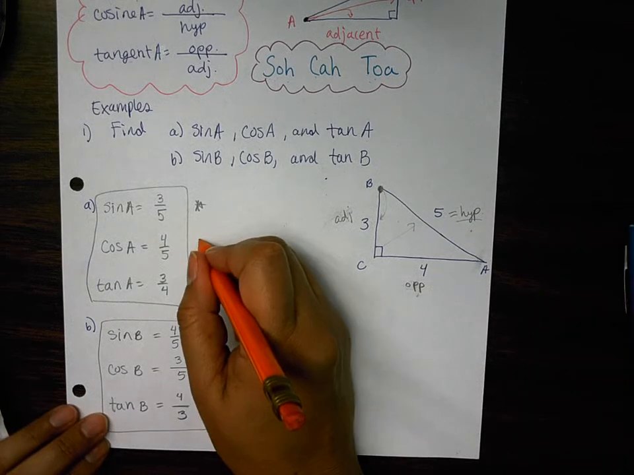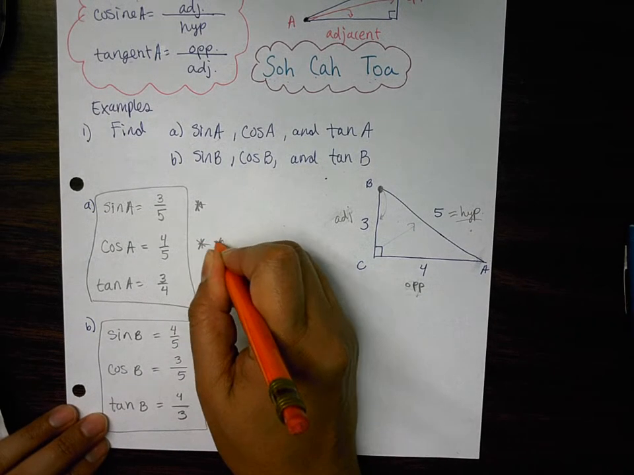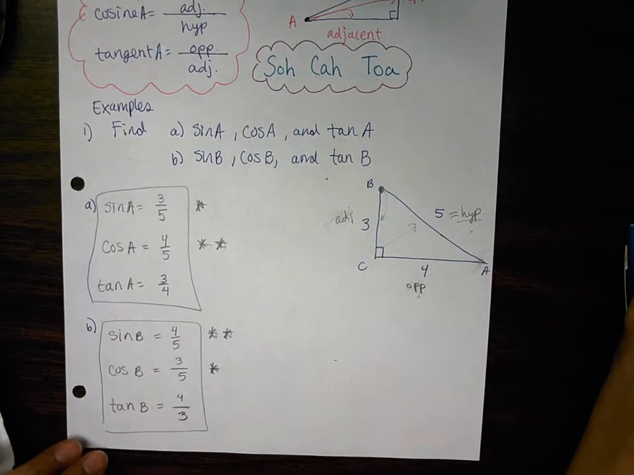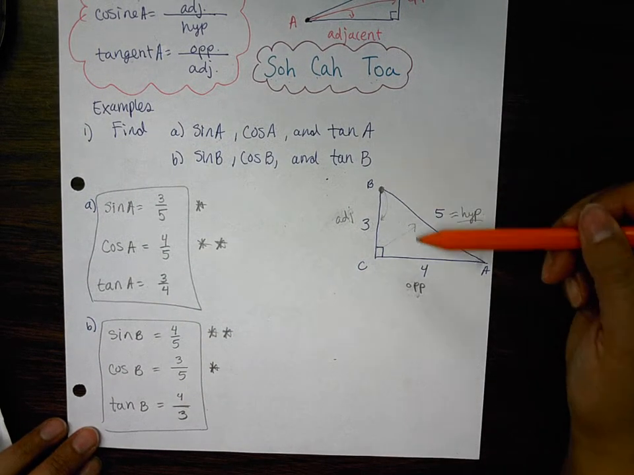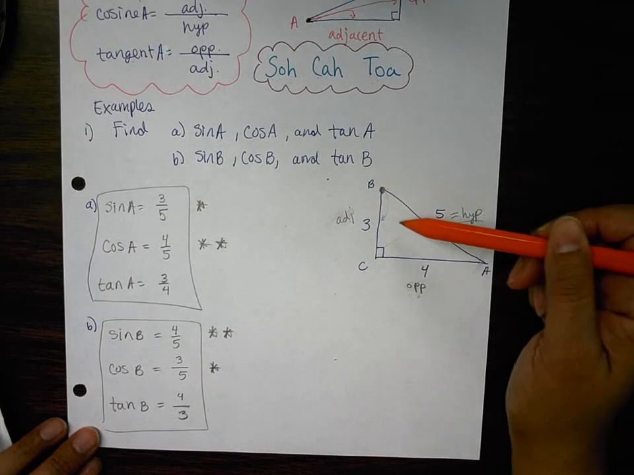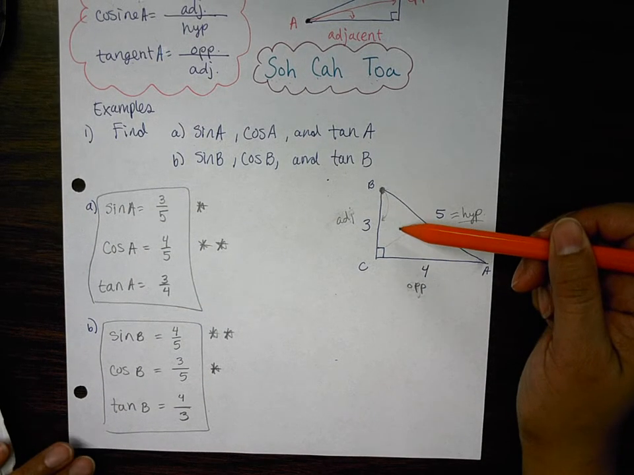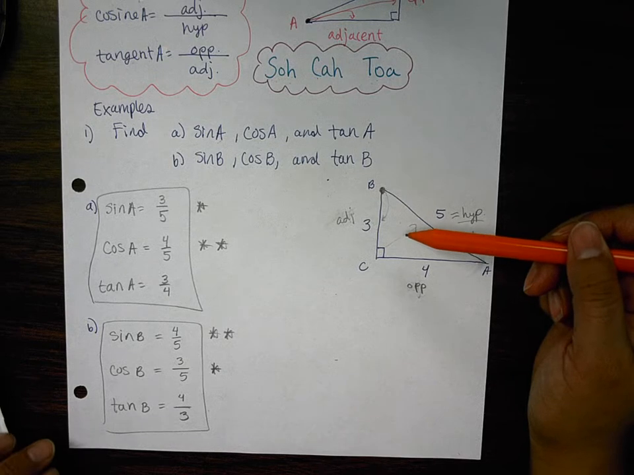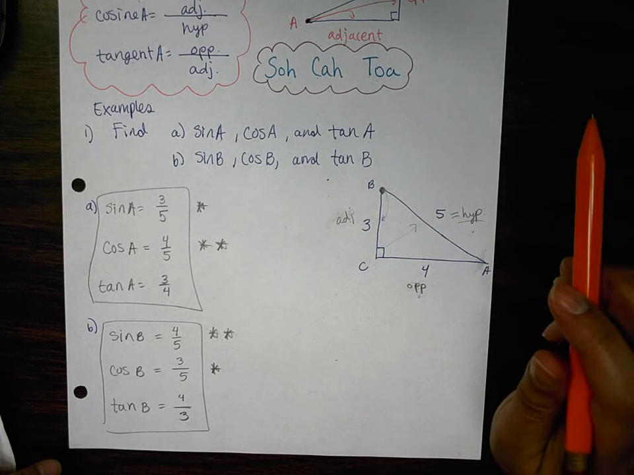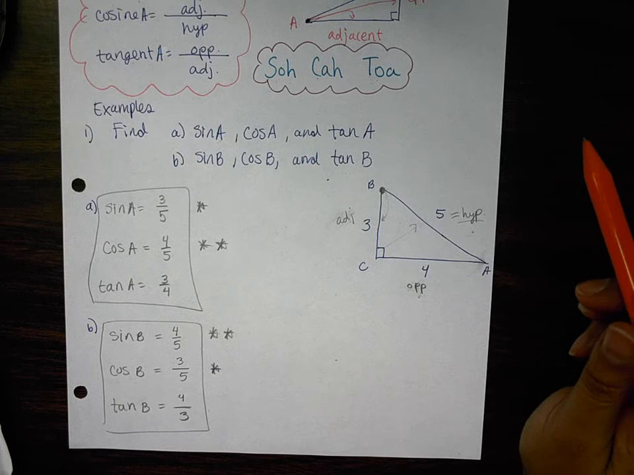Will cosine of A always equal sine of B? Yes, because one's opposite is the other's adjacent. One's adjacent is the other's opposite. Do you guys see how that works? They have a special name, by the way. They're called complementary cofunctions. That you don't need to know until advanced math, but that's what they're called.